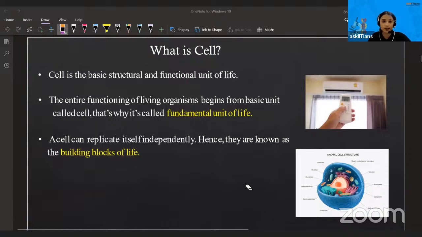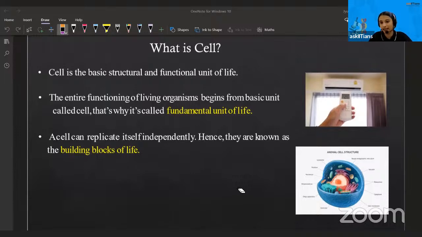Whenever I hear the term cell, the first thing that comes to our mind is a remote cell. But in today's session, we are not going to discuss the remote cell. We are going to discuss the cells that are present in living organisms.